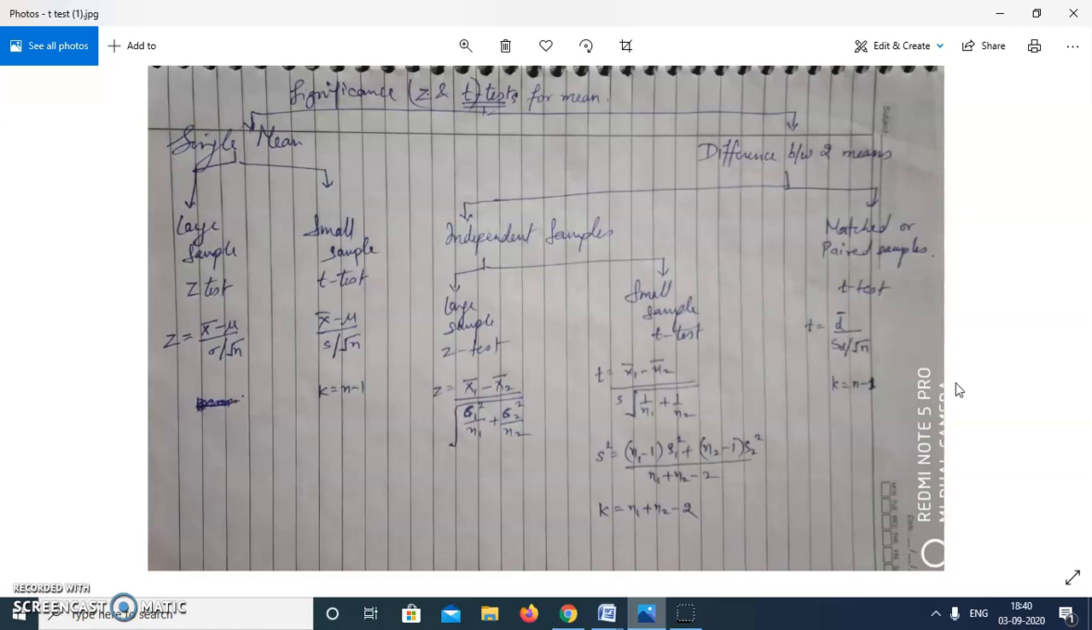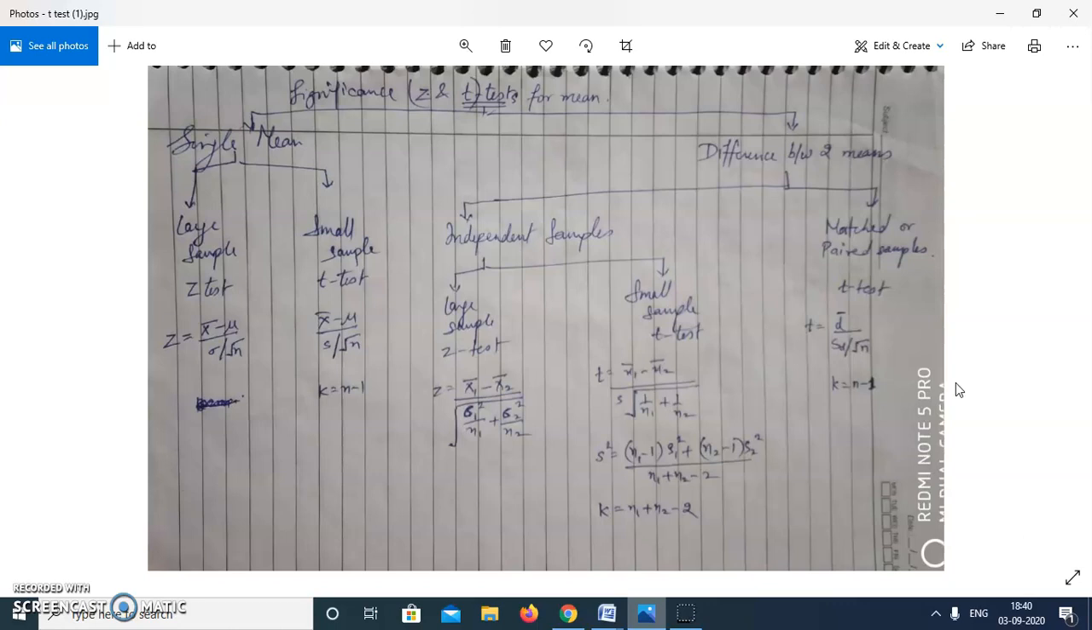Second example: if we are given one fabric and we give two finishing treatments to the same fabric, the fabric is the same and we are giving two finishing treatments. These types of questions will come under matched or paired samples.